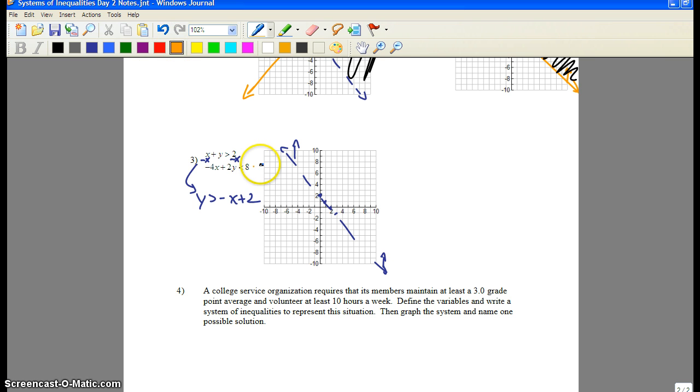Next one. Add 4x, right? Add 4x, not subtract 4x.